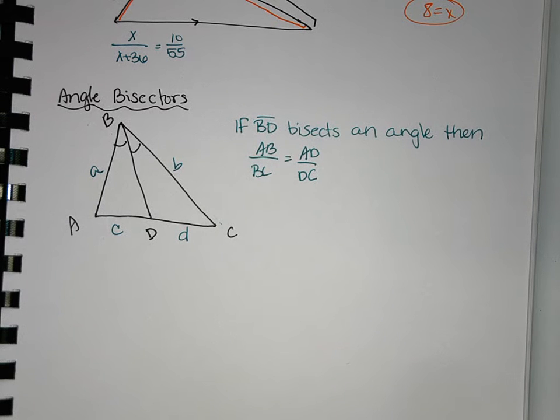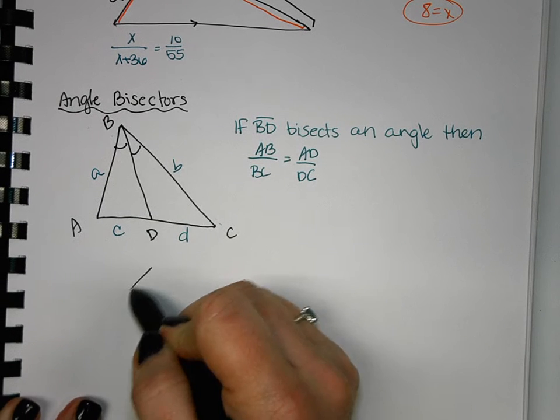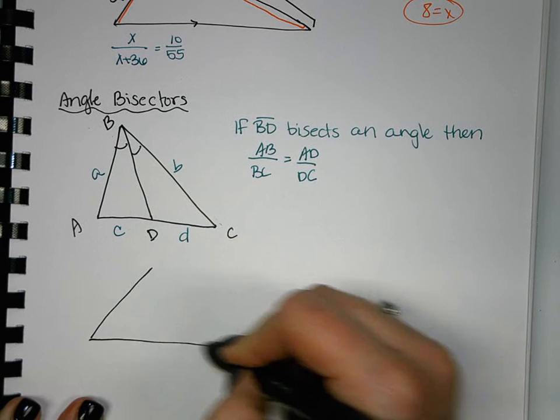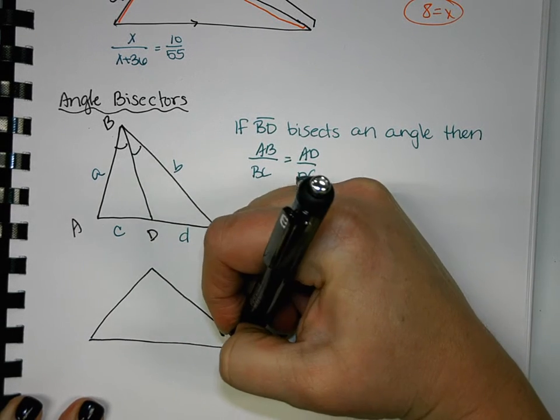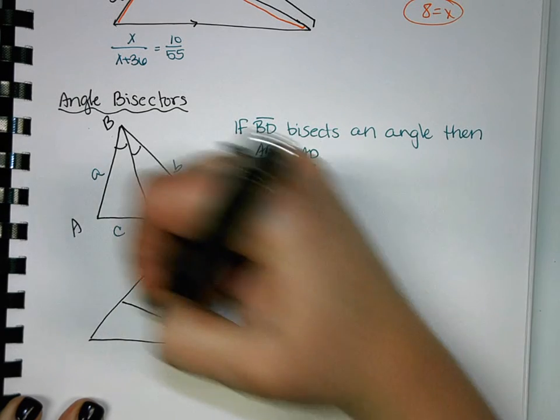So this one, if we have an angle bisector, it just gives us another way that we can set up a proportion to find a missing piece. And so an example of how we use the angle bisector theorem.